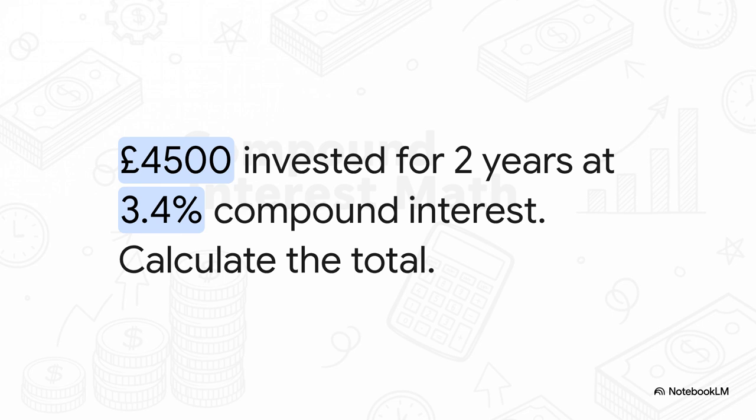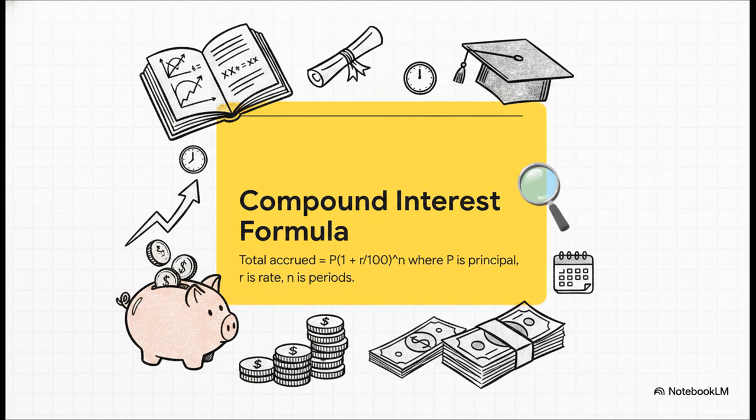Take a second to just process those numbers. Identifying the core variables is always step one in literally any compound interest problem. We've got our starting principal amount, that's £4,500. We've got our time frame, which is exactly 2 years, and we've got our percentage rate, sitting there at 3.4% per year. Honestly, it sounds pretty straightforward, right? But presenting your workings clearly and accurately, well, that is where the real magic happens. Okay, let's dive into this.